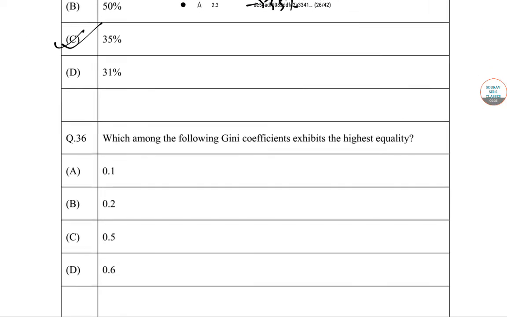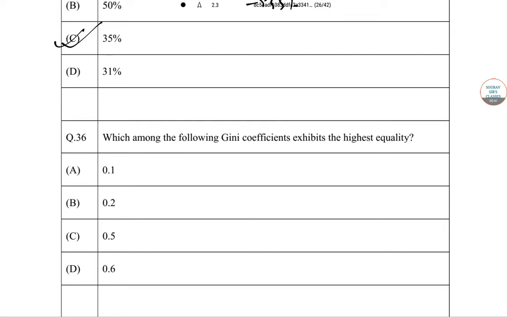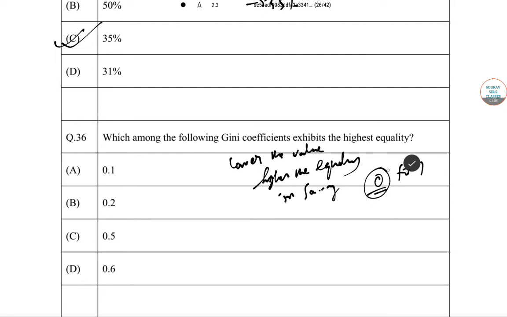Which among the following Gini coefficients exhibits the highest equality? The Gini coefficient actually tells us a story of inequality. So here, the lower the value, the higher the equality in society. The possible range is 0 to 1, so whichever value is closest to 0 is our answer, and in our case, option A is the closest.